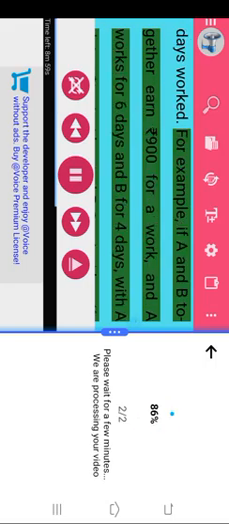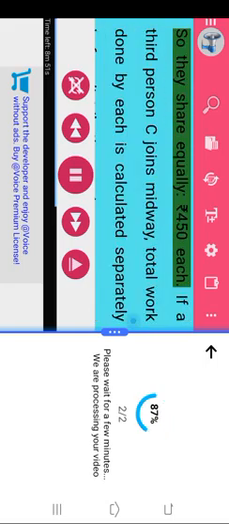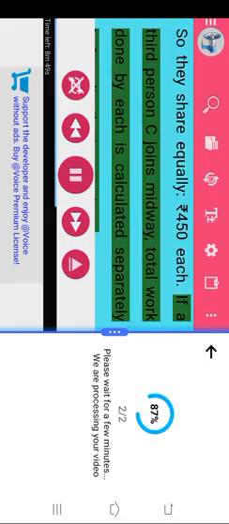For example, if A and B together earn 900 rupees for work, and A works for 6 days and B for 4 days, with A doing 2 units per day and B 3 units per day, A's work equals 12 units and B's work equals 12 units. So they share equally, 450 rupees each. If a third person C joins midway, total work done by each is calculated separately before distributing earnings.